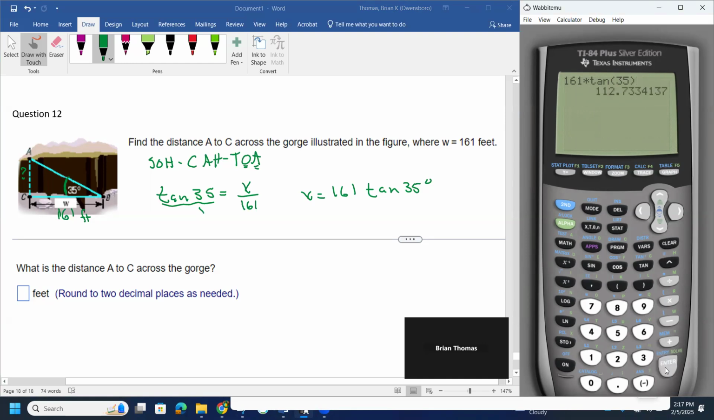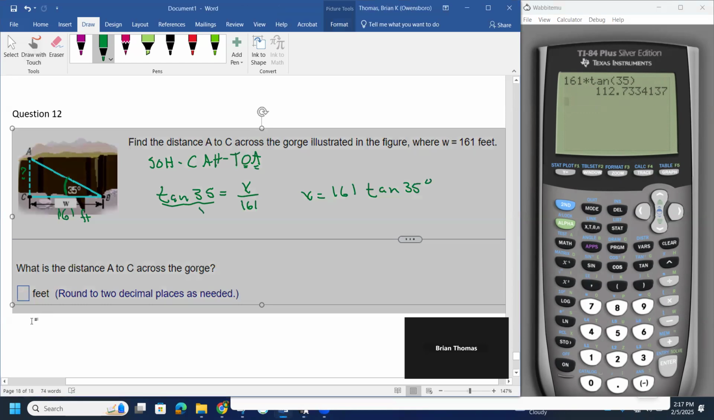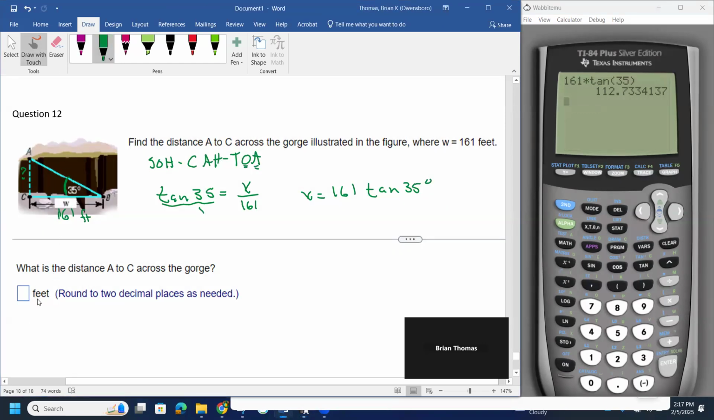So it's going to tell me that the distance across the gorge is 112.73. And it says round to two decimal places. So yeah, 112.73 feet, if I round to two decimal places, would be our distance across the gorge.